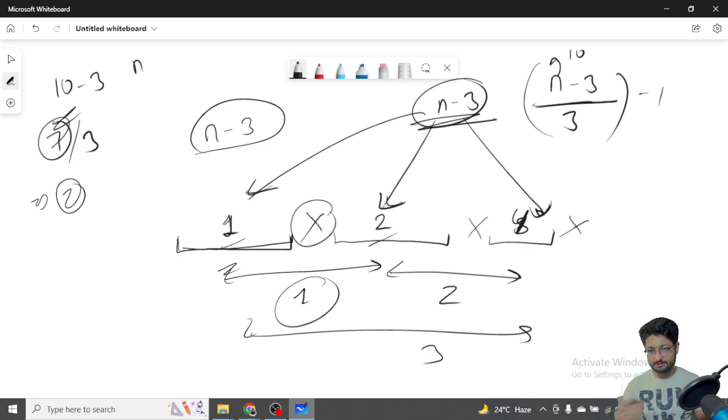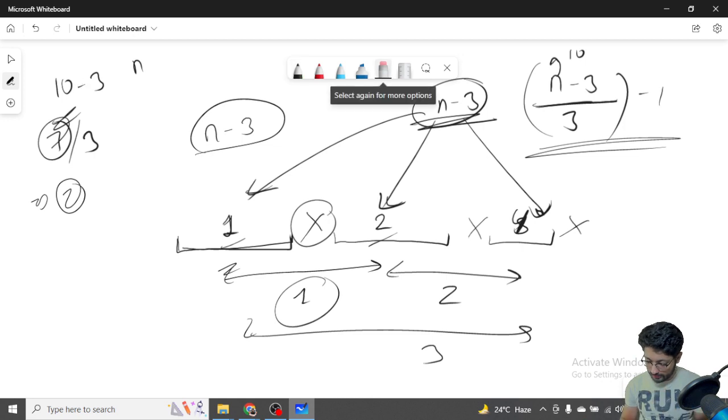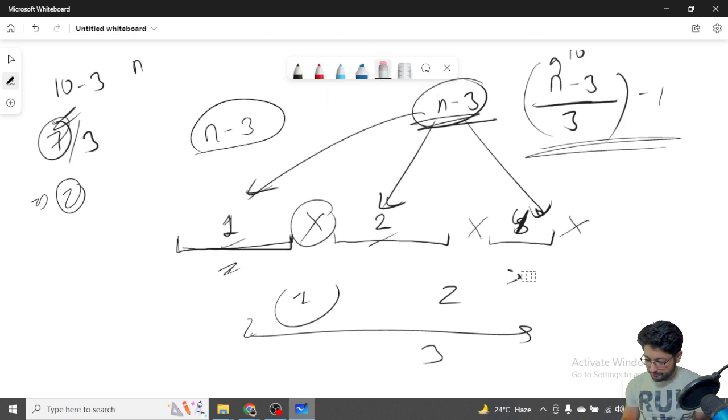So (n - 3) divided by 3, minus 1. That's the overall answer. I might be asked how this is correct for all the problems. Let us take one more example to understand whether this is correct or not. We have to clarify our hypothesis, whether this is working or not. We have to build our answer and try to check whether it is correct or not.